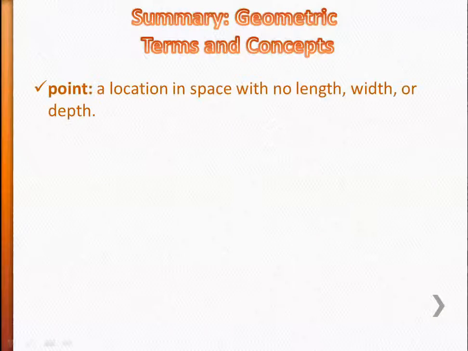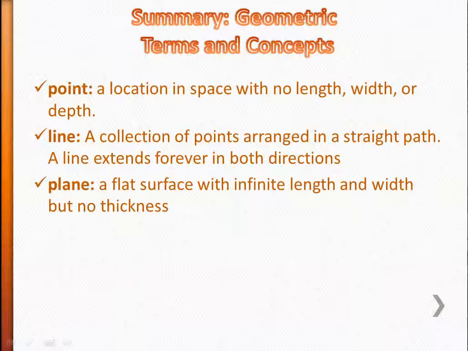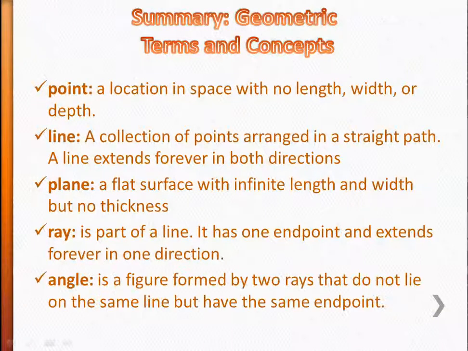Okay, now we're just going to do a quick summary of what we talked about here. We talked about a point as a location in space with no length, width, or depth. A line is a collection of points arranged in a straight path. A line extends forever in both directions. A plane is a flat surface with infinite length and width but no thickness. A ray is a part of a line. It has one endpoint and extends forever in one direction. And an angle is formed by two rays that do not lie on the same plane or the same line but have the same endpoint.